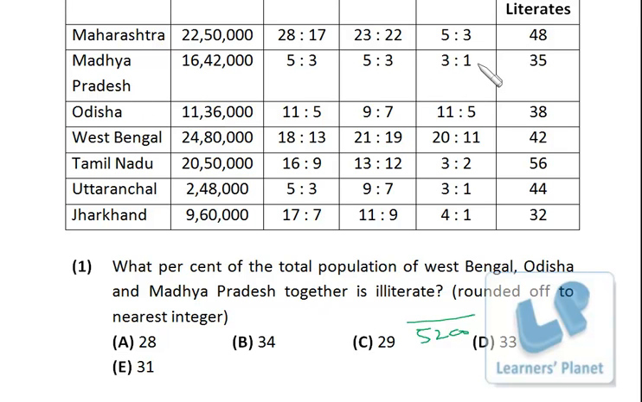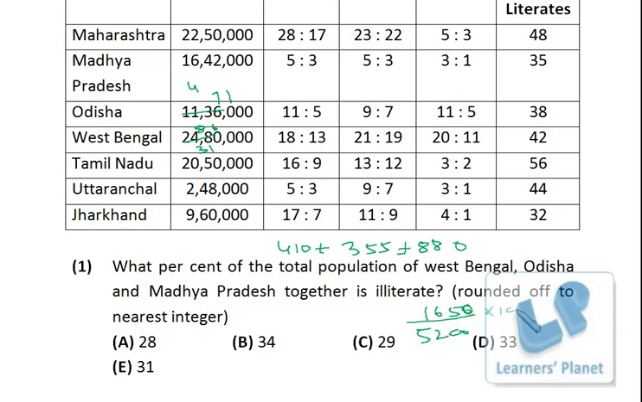Madhya Pradesh, it's 1 by 4 of this, so it's 410, plus Odisha is 5 by 16 of this, so 16 7s are 112, and 1 5 is 355, right? Then West Bengal is 11 by 31 of this, so 31, it must be 80, 80 into 11 is 880. Okay, so 880 plus 410 plus 355, that's 1655 we can say.